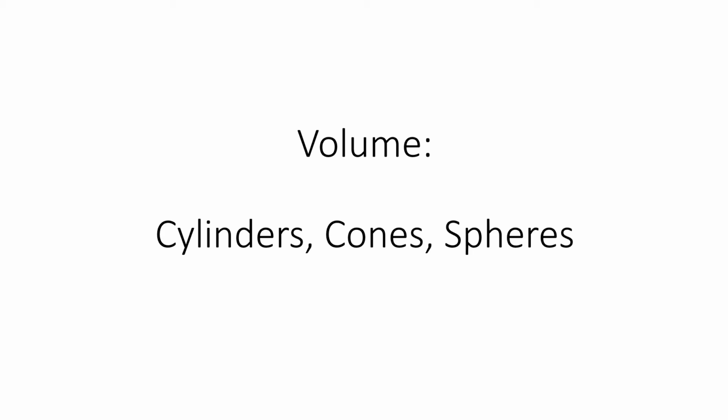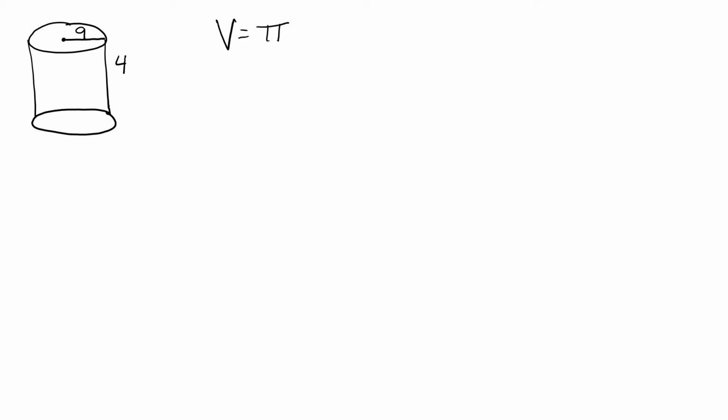This video is on volume of cylinders, cones, and spheres. So for our first problem, we have a cylinder. And in our cylinder, we have a radius of 9 and a height of 4. So we're going to plug it into our formula, V equals pi r squared h, plugging in the radius 9 and the height 4. We solve the exponents first.